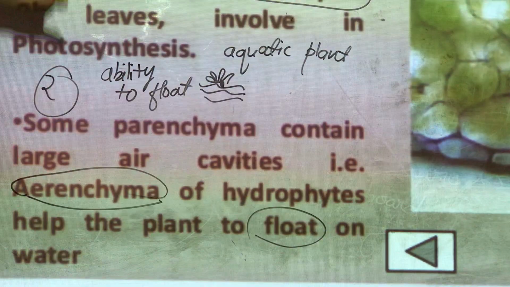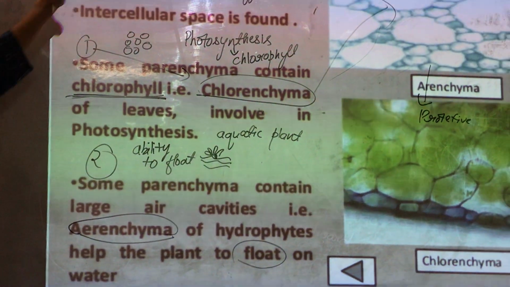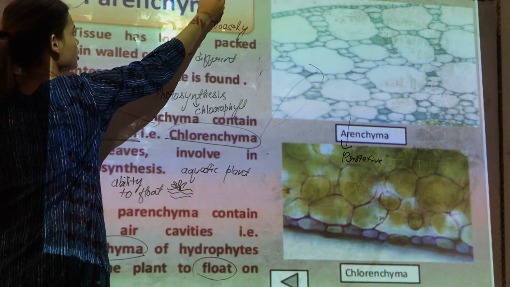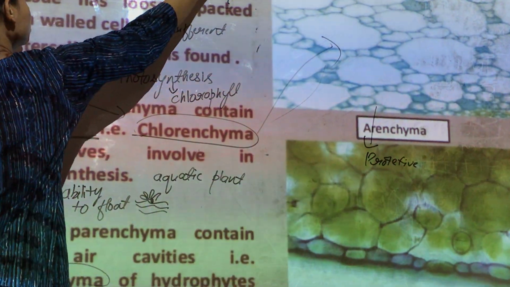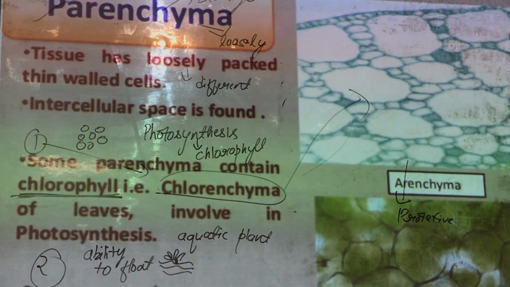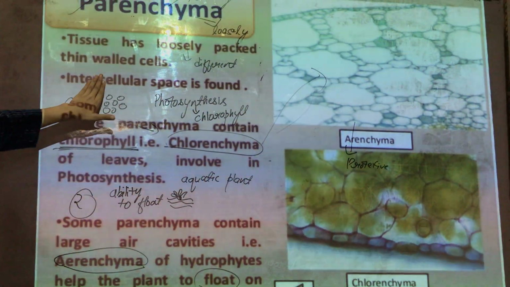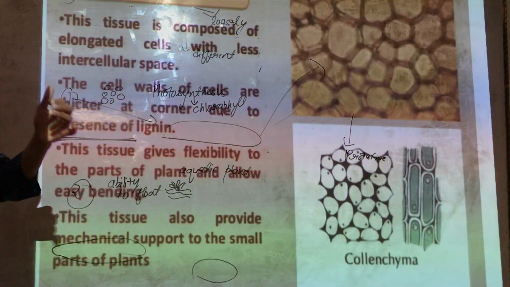So these types of tissues are parenchyma tissues, and these parenchyma tissues are generally responsible for storage. They store certain things. That is the use of parenchyma tissue, and they are loosely packed and there is a lot of space in between them.